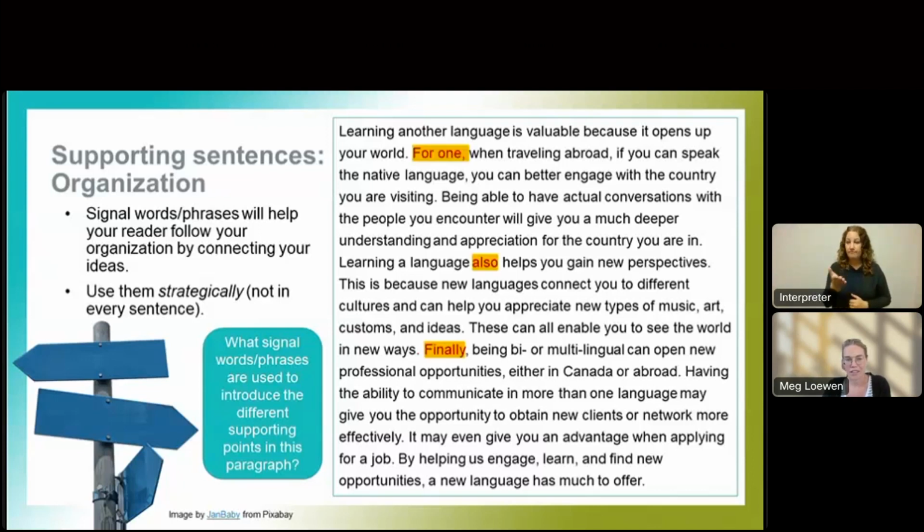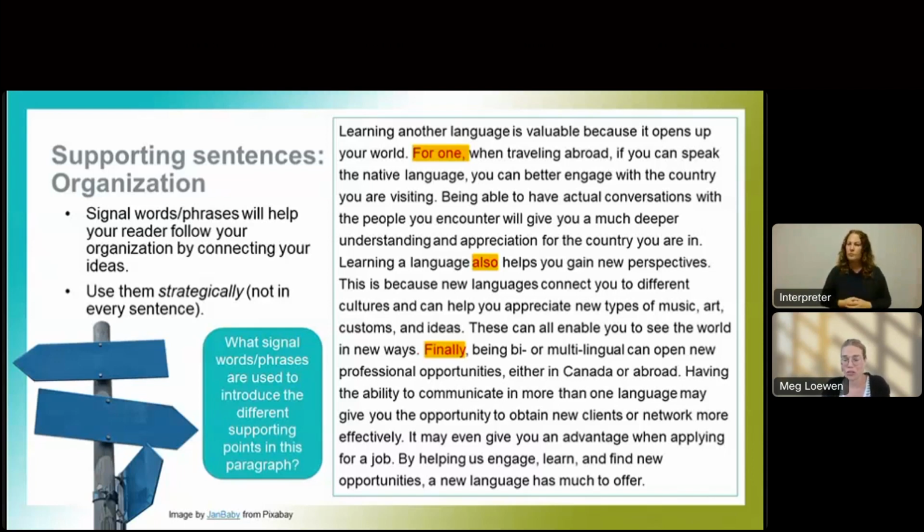There they are. So you can see in the very first supporting point, we've started with the phrase "for one." That tells the reader this is our first supporting point. Then, partway through, we see learning a language also helps. That little word "also" is very important. It tells the reader that now we're moving on to an additional point. And then we have "finally" to introduce our third supporting point.